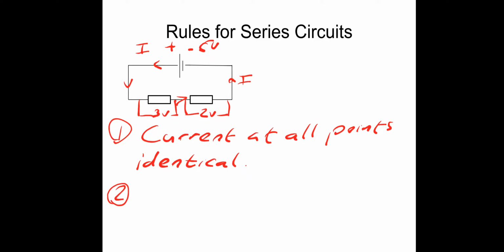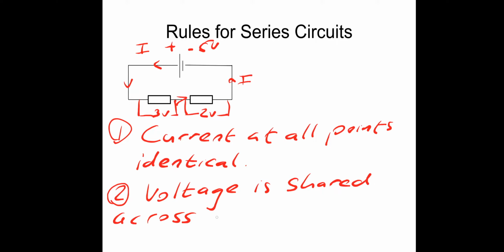So the second rule, voltage is shared across components. And they must equal the supply voltage. So the 3 and the 2 in this example equals the 5 that's given. Hopefully that's okay. Let's move on to parallel circuits. This should be a recap of GCSE.